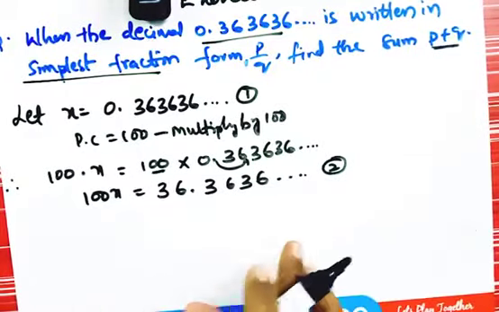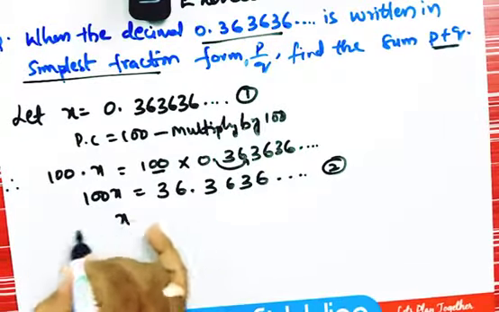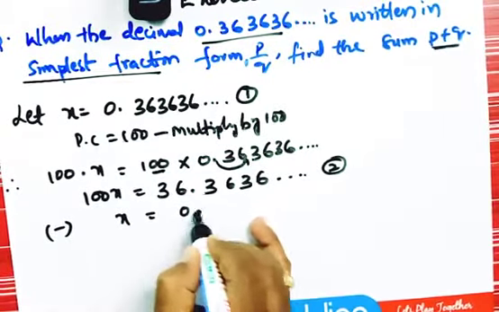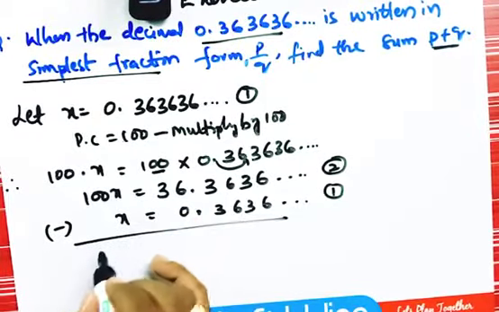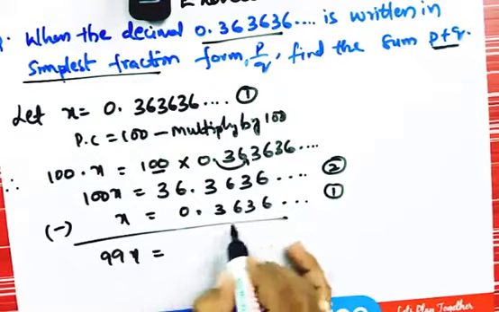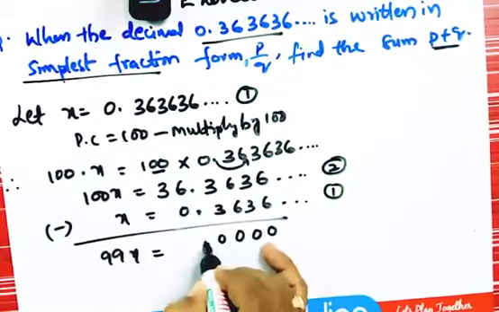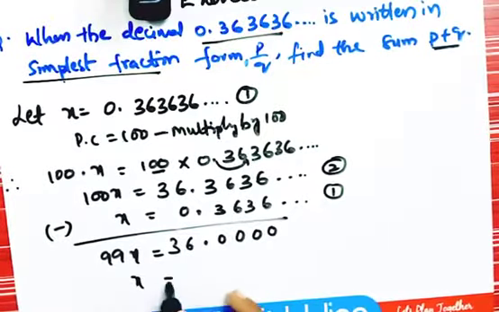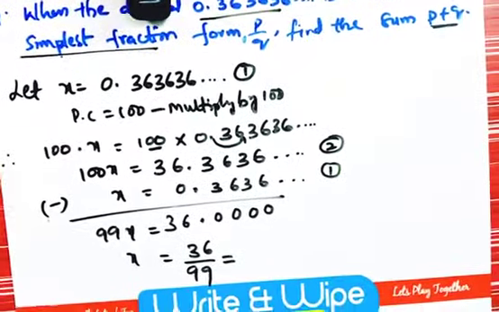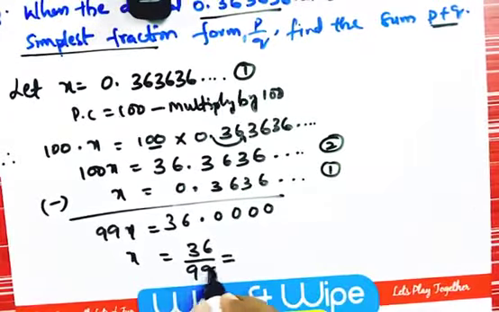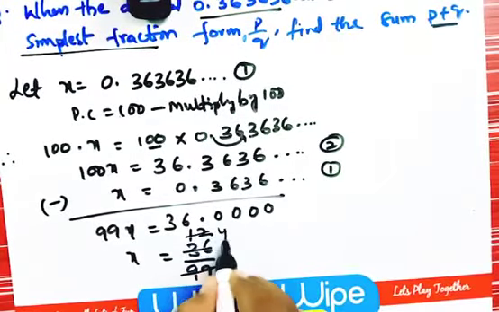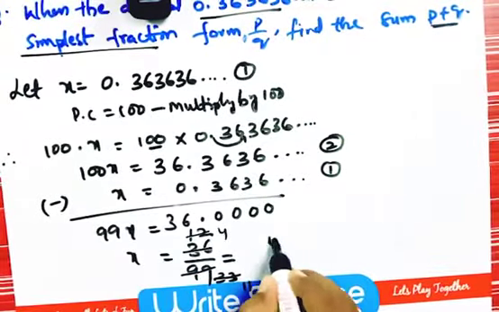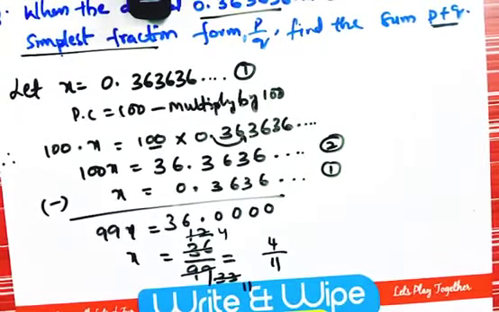This is the second expression. From this one you should subtract the first expression, which is 0.3636 and so on. So 100x minus x, you will get 99x is equal to 36.36 minus 0.36, which is 36. Then x is equal to 36 by 99. Again you should write this in the simplest form, meaning cancel and reduce the terms. Using the 3 table, 3 times 12 is 36, 3 times 33 is 99, again 3 times 4 is 12, 3 times 11 is 33. The simplest form of 36 by 99 is 4 by 11.